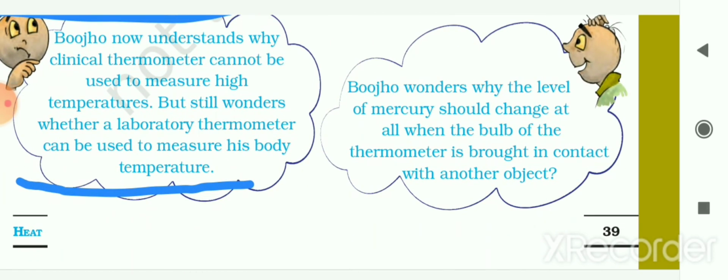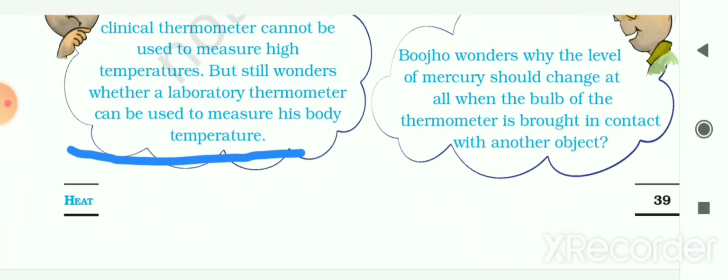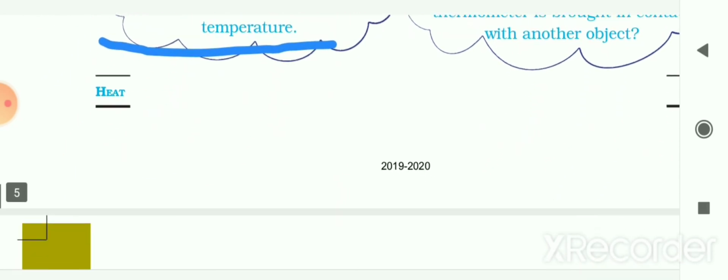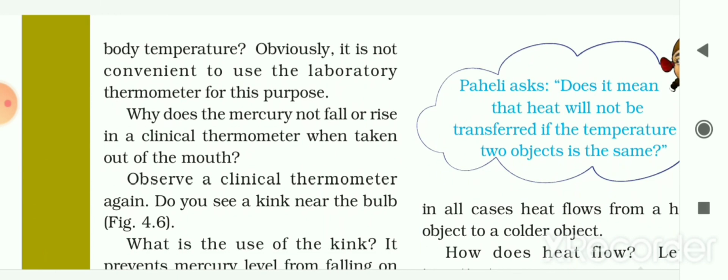So Boojho has one question here. He wondered why the level of mercury should change at all when the bulb of the thermometer is brought in contact with another object, because there is a difference between the temperatures of different objects. So obviously, you cannot use the laboratory thermometer to measure your body temperature. Why? It is not convenient to use the laboratory thermometer to measure body temperature.